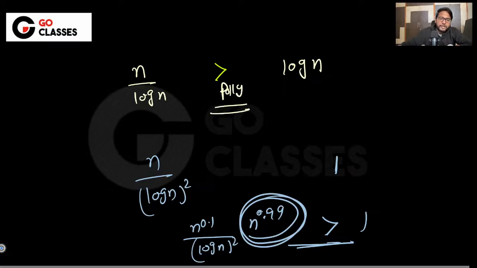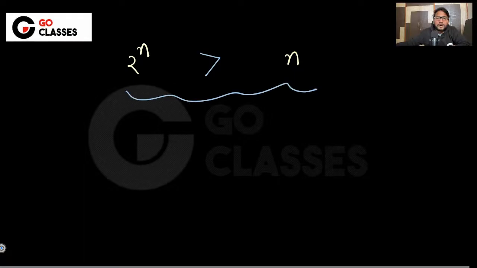Now tell me, is this polynomially greater? Let's suppose I ask you 2 power n, and then I ask you n only. Is this polynomially greater? Asymptotically I know. See, if you're getting something like this and you can't cancel out the common terms, then what you can do is introduce something in between.